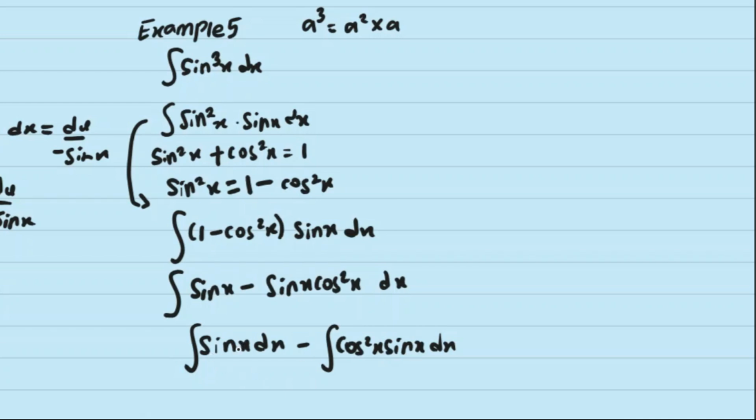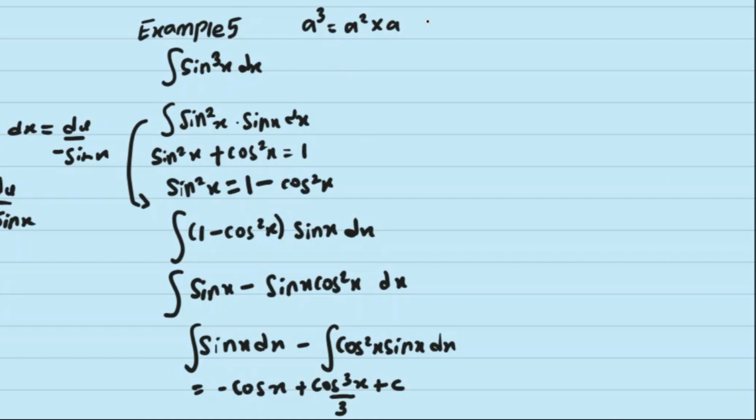If you integrate sine, you're going to get minus cos. So that will be minus cos x minus, if you integrate cos square x sine x, don't forget that's what we did earlier, that is minus cos cube x divided by 3. Since we have another minus, this will just be plus cos cube x divided by 3 plus arbitrary constant c. So when you integrate sine cube x dx, you're going to get minus cos x plus cos cube x divided by 3 plus c.